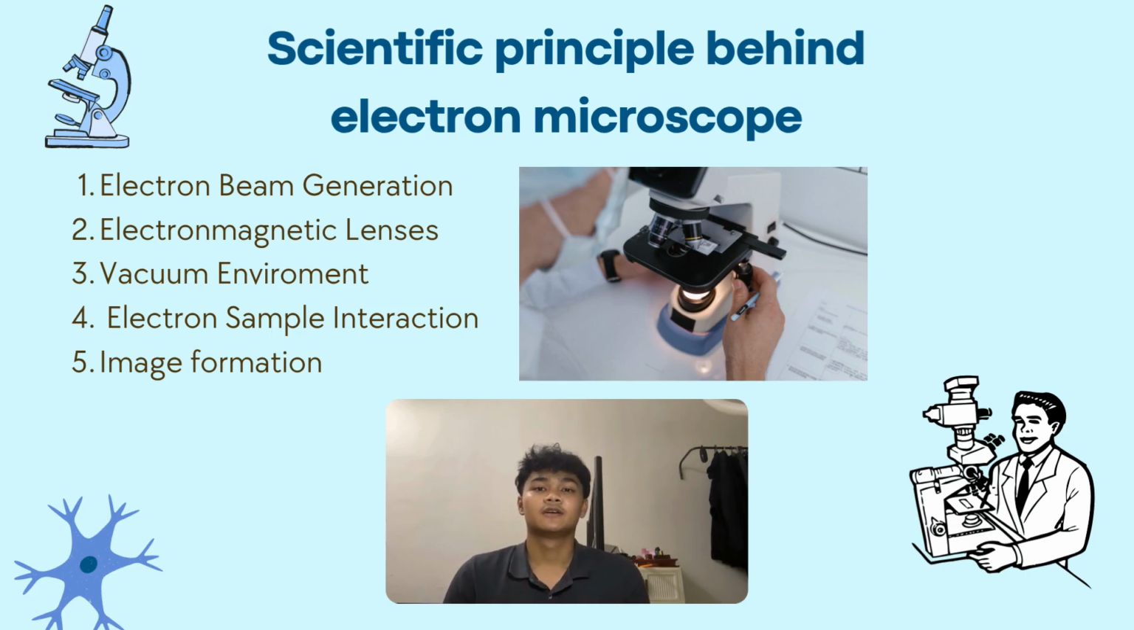Next one, electron sample interaction. The focused beam hits the sample as the electrons interact with the specimen. They scatter or knock out other electrons, creating signals containing detailed structural data.